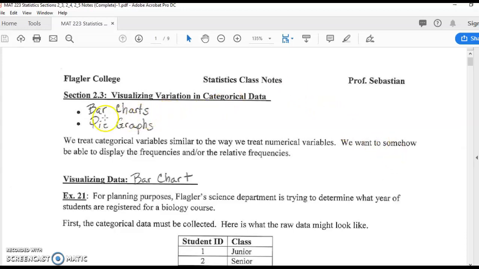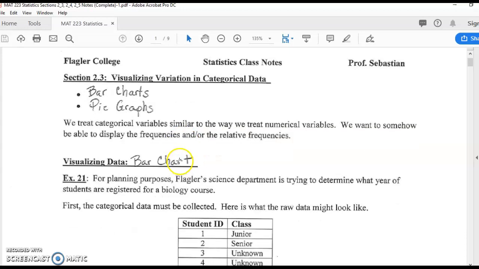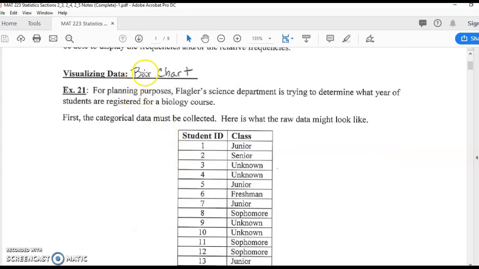Okay, there are two types of charts or graphs, however you want to call it. I don't care if you call it a bar graph or bar chart, it doesn't matter. Our author calls it a bar chart and a pie graph. So we're going to first look at bar charts. We treat categorical variables similar to the way we treat numerical variables. We want to somehow be able to display the frequencies and/or the relative frequencies. So in visualizing data, we want to look at a bar chart first.